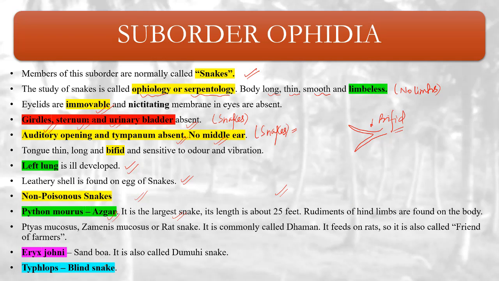Then Ptyas mucosus or Zamenis mucosus, the rat snake. It also acts as a friend to farmers by engulfing rats, the rodents which destroy the crops, and that is why it helps protect the crops indirectly. That is why it is considered the friend of farmers. It is commonly known as dhaman.